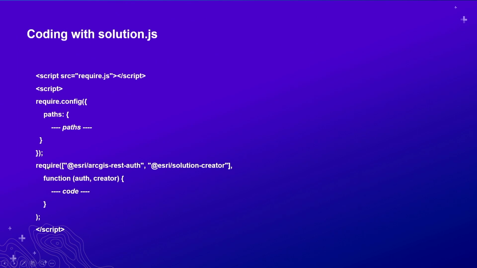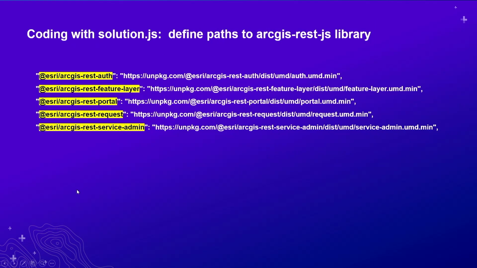Here we'll require the two modules that we need for the rest of the code in this example. When we have those handles to the packages, we'll write our code. So here's the path that just kept wanting to pop up. They're npm and unpkg compatible, so they're under the Esri tag. And here are the ArcGIS REST.js library modules that we'll use for this example. They're hosted in unpkg.